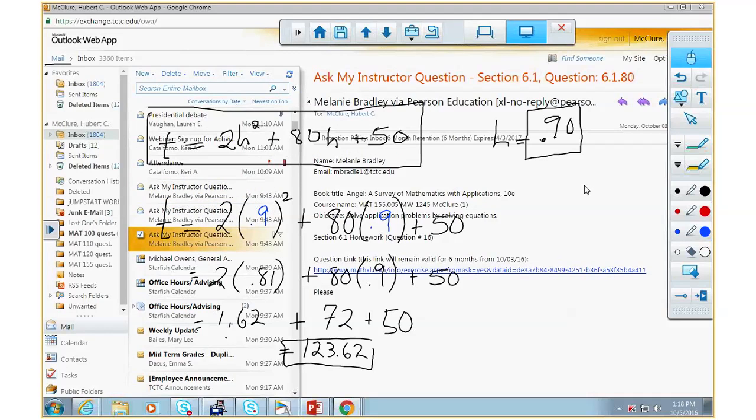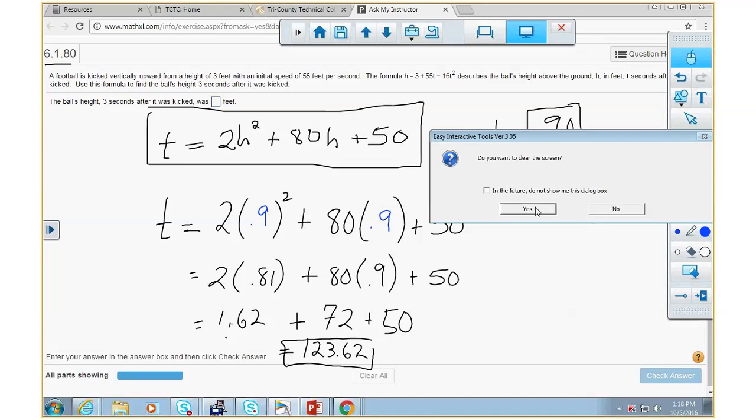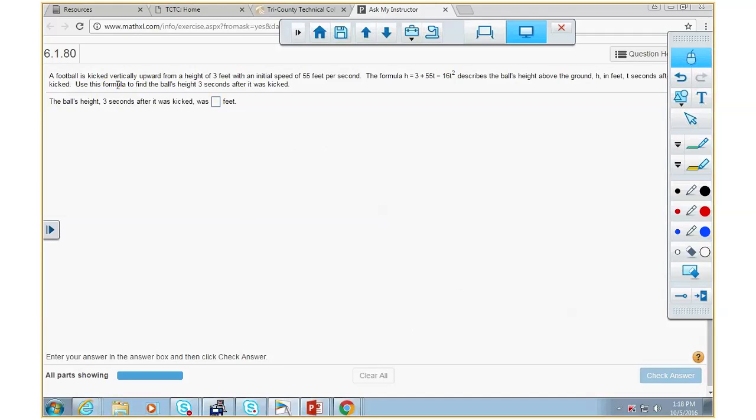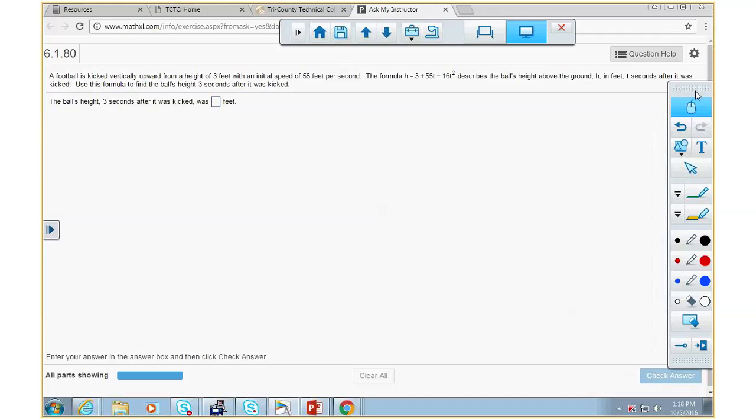This one is 6.1, number 16, in the online homework. A football is kicked vertically upward from a height of 3 feet with an initial speed of blah, blah, blah. Here is your formula. Describe the ball's height above the ground t seconds after it was kicked. Use this formula to find the ball's height 3 seconds after it was kicked. All right, this is your formula. T is always time.